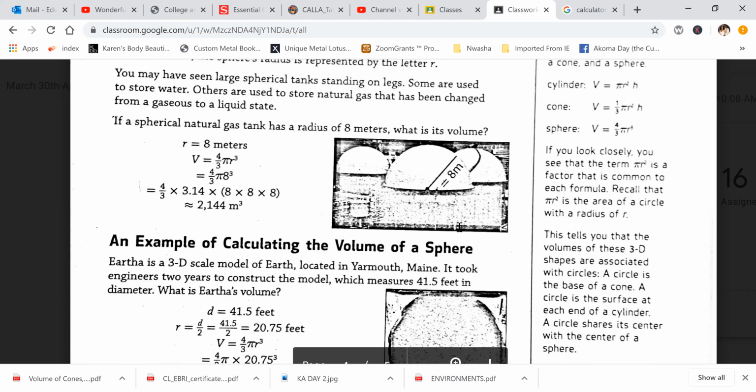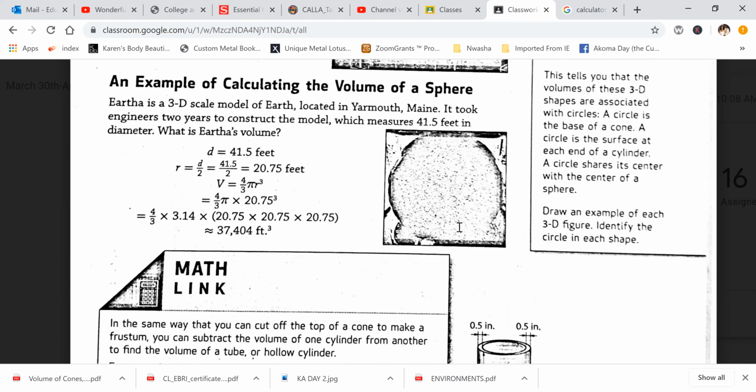The next example that they're giving is a globe, or like a 3D model of Earth. Of course, Earth is not a perfect sphere, but a lot of times when we see it as a model or a globe, it is. This one is Eartha, a 3D scale model of Earth located in Yarmouth, Maine. It took engineers 2 years to construct the model, which measures 41.5 feet in diameter. What is Eartha's volume? This picture is terrible, but most of us have seen a model of Earth, even if it's just the classroom globe.